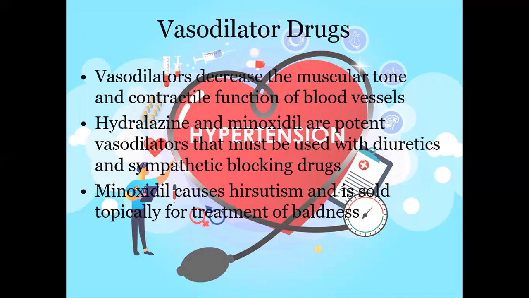Vasodilators decrease the muscular tone and contractile functions of blood vessels. Hydralazine and minoxidil are potent vasodilators that must be used with diuretics and sympathetic blocking drugs. Minoxidil causes hirsutism and is sold topically for treatment of baldness.